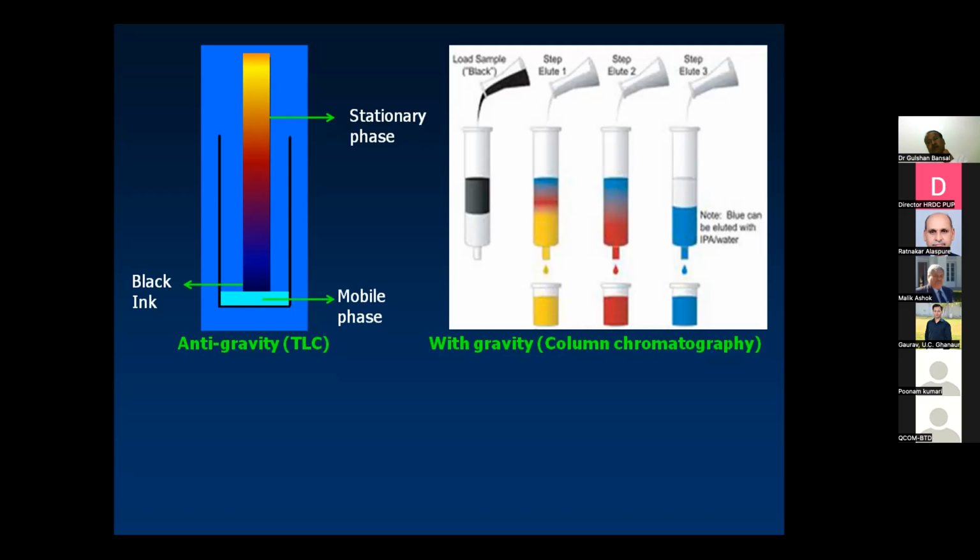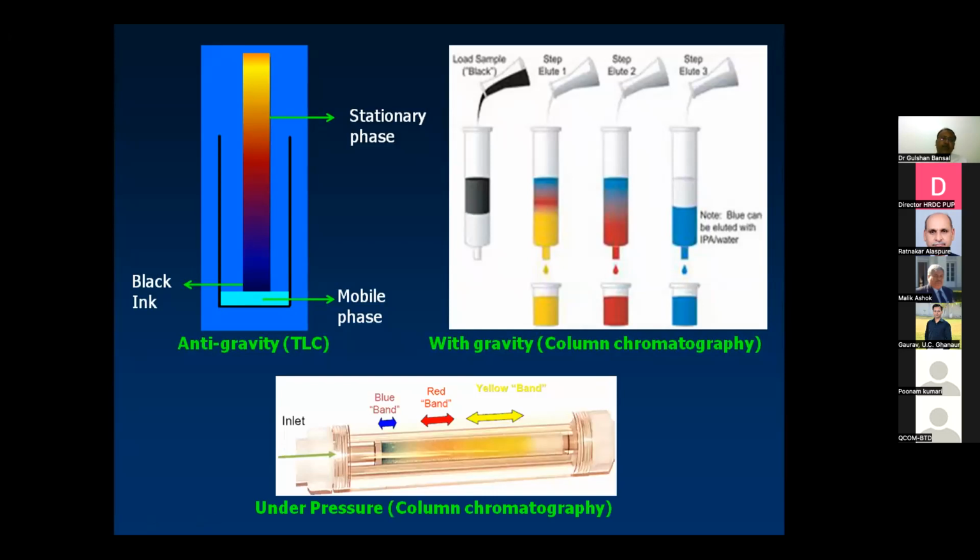Then there is another type of chromatography which moves with gravity, like column chromatography. Here, again, we have taken not a plate but a column which looks like a syringe, and in that we fill the stationary phase, and on the top we apply the sample. Let's say it is black ink. Then we elute it with the mobile phase and see the components start eluting. First the yellow color elutes out, then the red color, and then the blue color elutes out. So this, with gravity, we call column chromatography.